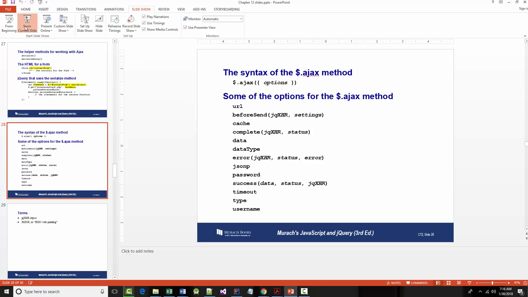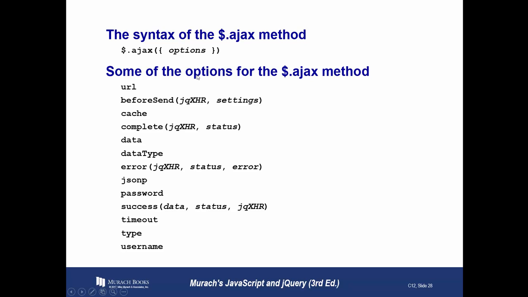So, continuing on. What you see here is the syntax of the $.ajax method, including some of the options, but not all of them. Besides a function that's executed when the request is successful, this method has options for functions that are done before the request is sent, when the request finishes, after the data is returned but before it's passed to the success function, and when an error occurs.